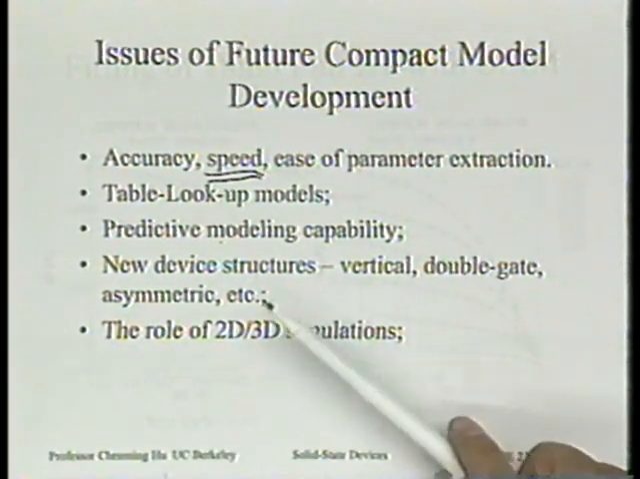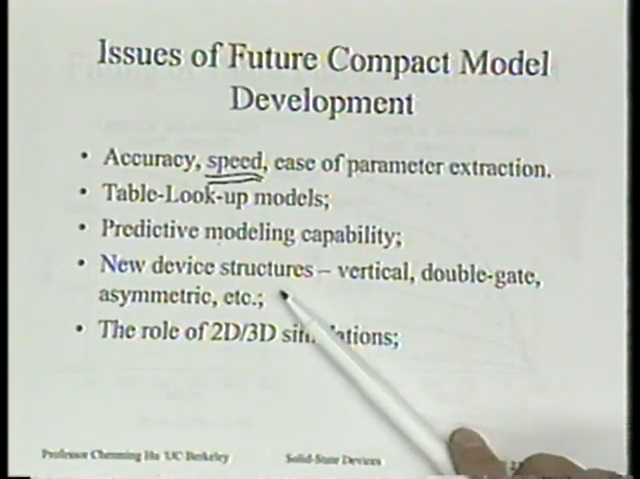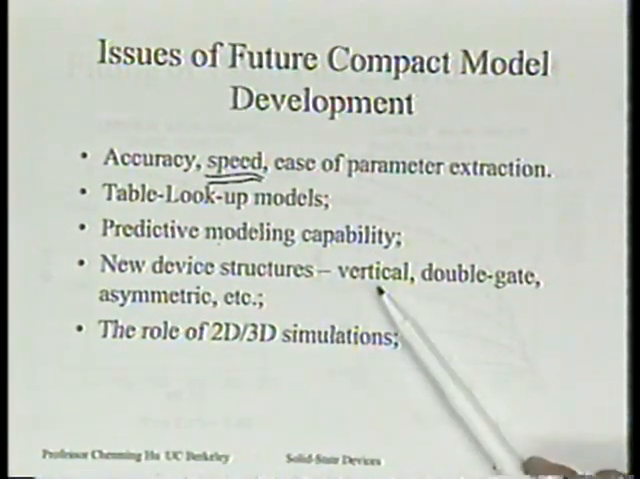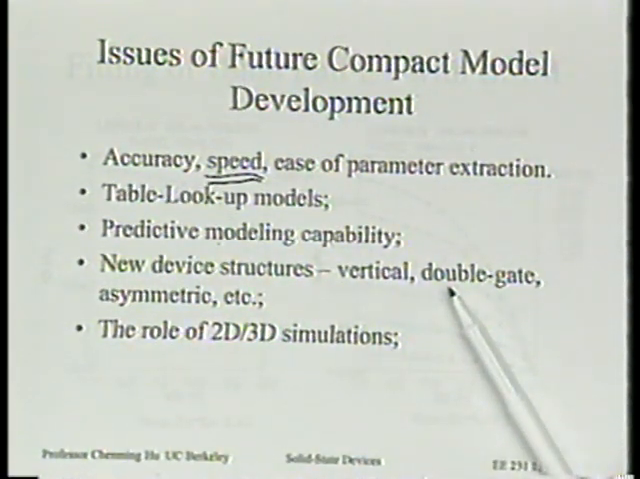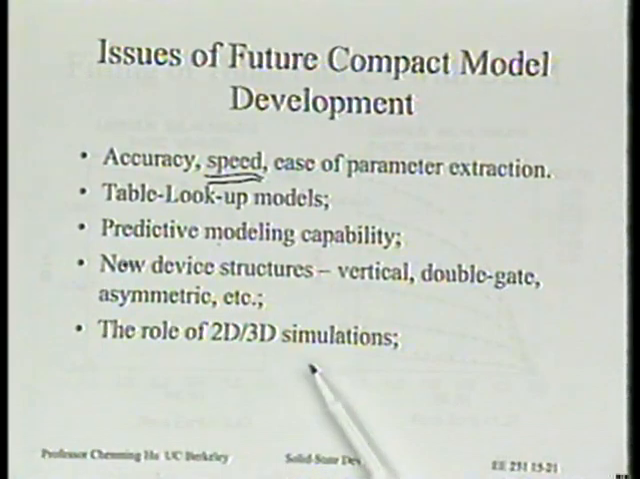New device structure is always the issue. You know, people are seriously now talking about in the future we're going to have vertical transistors, maybe double gate, maybe the source and drain are not going to be symmetrical, and so on. How are we going to deal with that, right? And what about the role of 2D, 3D simulation?